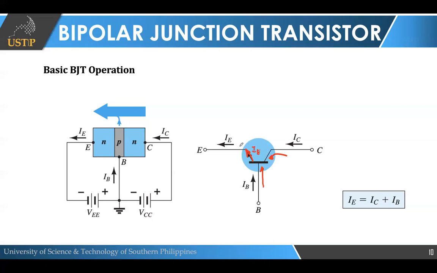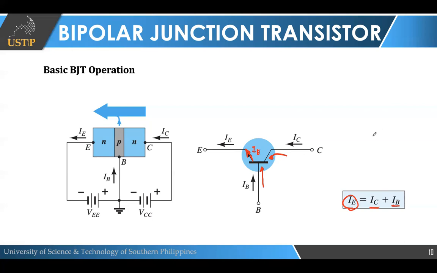Okay? So, in terms of the relationship of your currents, whether it be a PNP or NPN type of transistor, your emitter current is always going to be the sum of your collector and base currents.